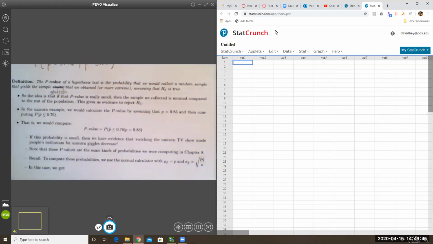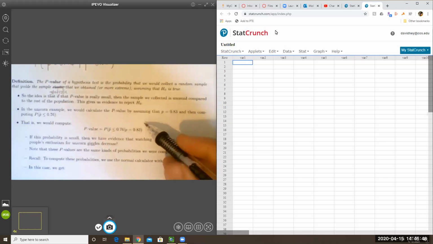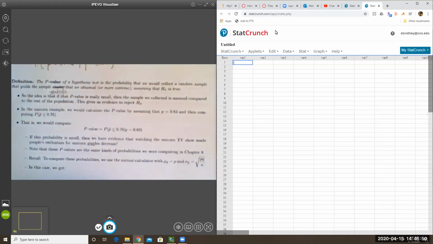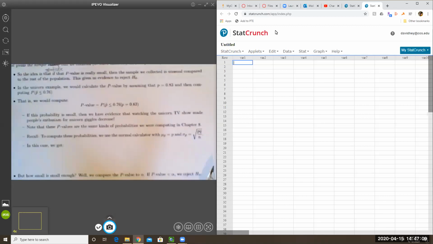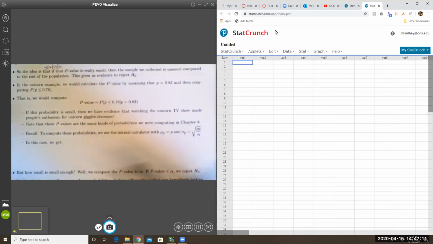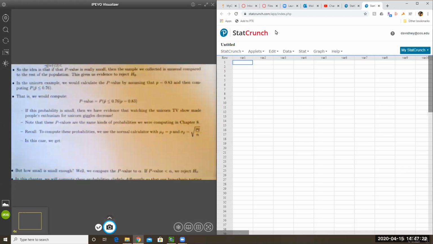So it gives us evidence to reject the null hypothesis in favor of the alternative, right? That people are less enthusiastic about Unicorn Giggles if they're made to watch this TV show. Okay, so just for the sake of argument, let's go ahead and compute this probability. Remember, we know that p hat is normally distributed with mean p and standard deviation root pq over n. So let's compute the probability.